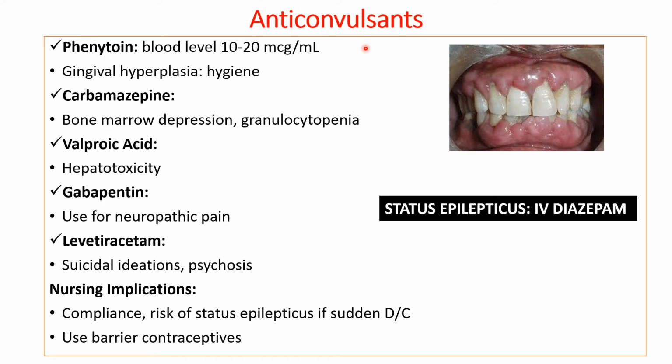The anticonvulsants generally have a narrow therapeutic range, and for that reason it's very important to measure the blood level, the peak and trough. So it's important that they don't go below the therapeutic range, because then the patient will have a seizure. But if they go above the therapeutic range, they can have toxicity, and the toxicity generally is not good.